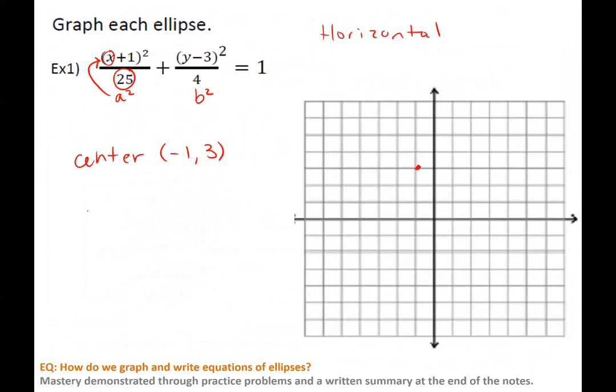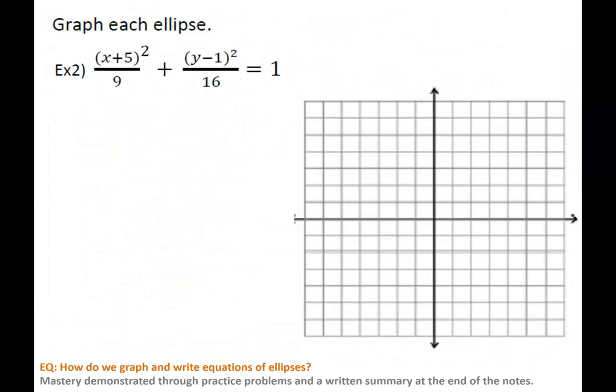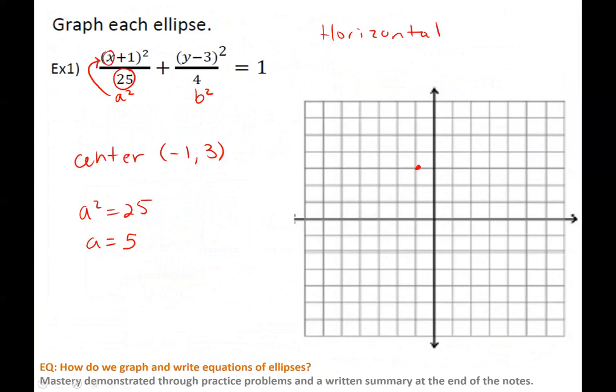So A squared is 25. What does A equal? Should be 5. And we said A is underneath my X, which means it's horizontal. So A is going to be a lefty-righty direction here. So from the center, I'm going to go left 5, 1, 2, 3, 4, 5, and right 5, 1, 2, 3, 4, 5.